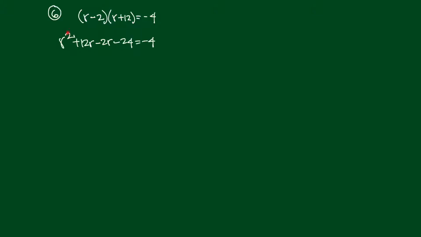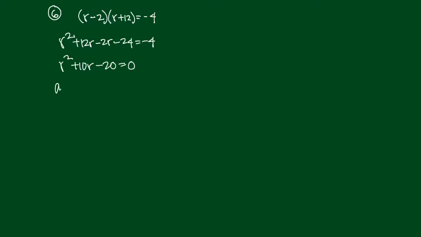So it is quadratic, right? We have a squared term. So let's get everything on the left side, say, and 0 on the right side. So we're going to get r squared. Now, 12r minus 2r is 10r. And then I'm going to go ahead and do this. I'm just going to bring this 4 over, right? I'm going to add 4 to both sides. So negative 24 plus 4 is negative 20, equals 0.